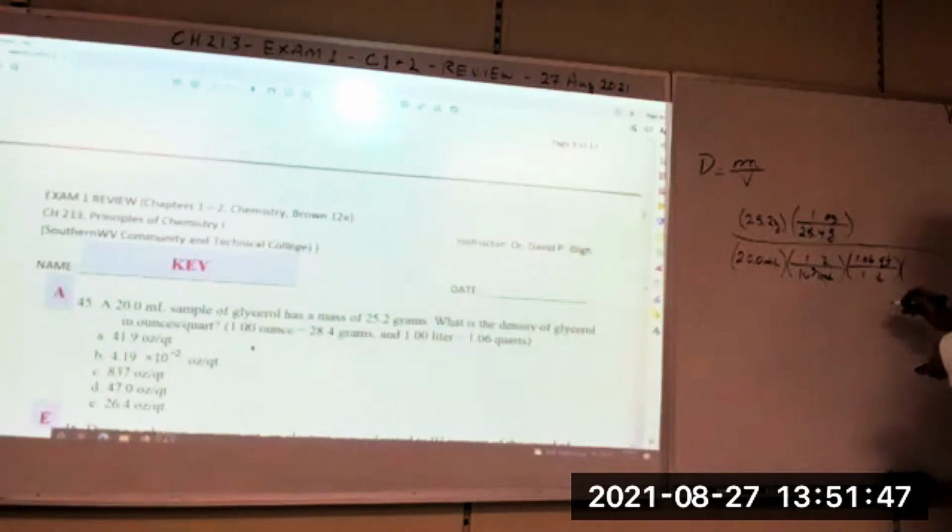There. Now, they didn't tell us anything else. So we've got to know how many ounces in a quart. How many ounces in a cup? 8. How many ounces in a pint? Well, it's 2 cups, so it'd be 16. How many pints in a quart? 2, so it'd be 32 ounces in a quart.